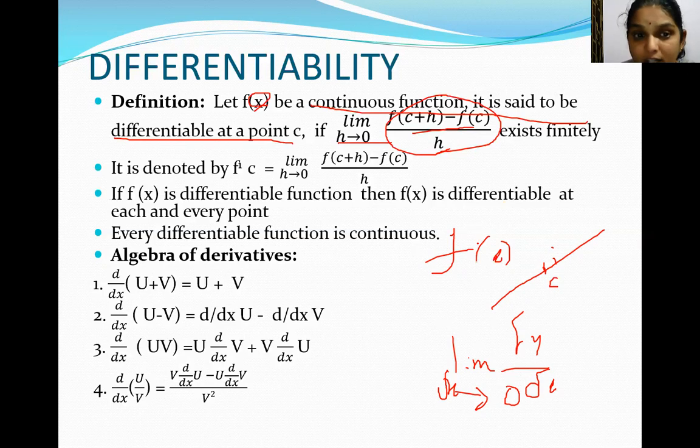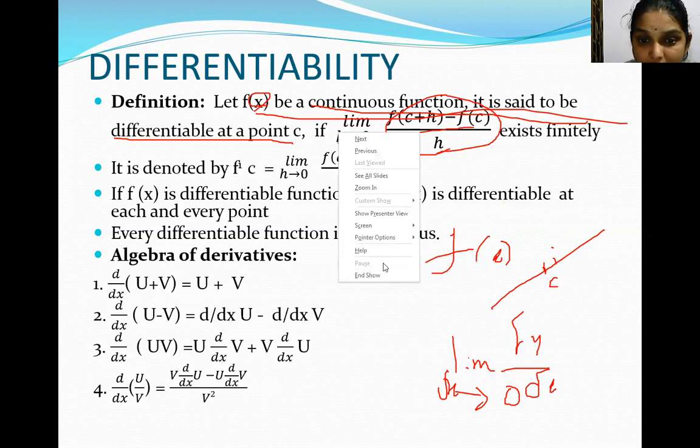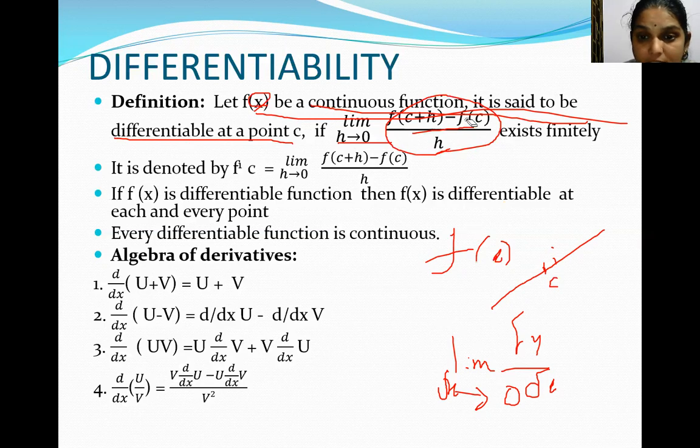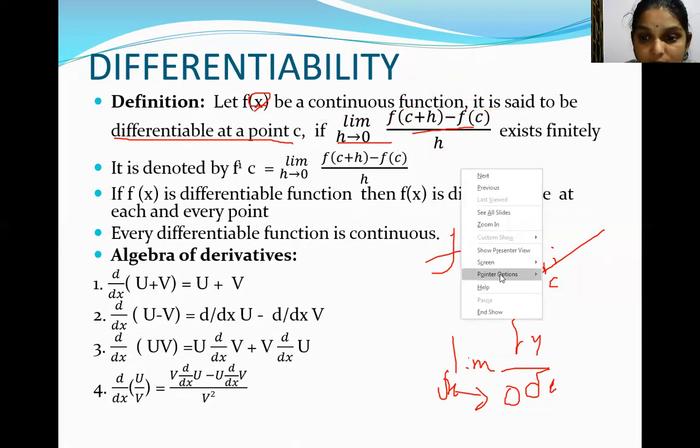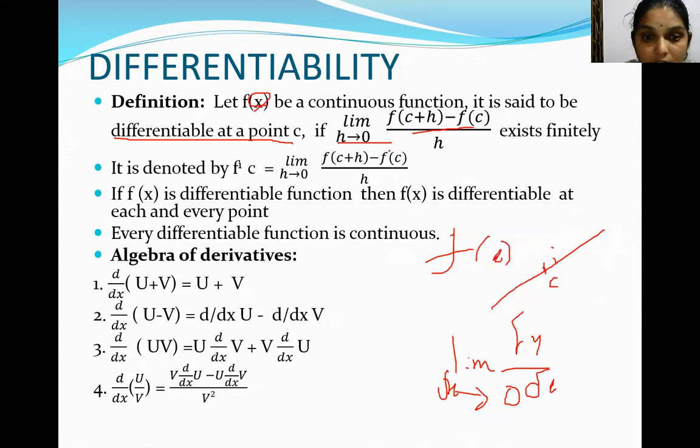So how do you define differentiability? Let f of x be a continuous function. It is said to be differentiable at a point c if the limit of f of c plus h minus f of c divided by h, as h tends to 0, exists finitely. It is denoted by f dash c.